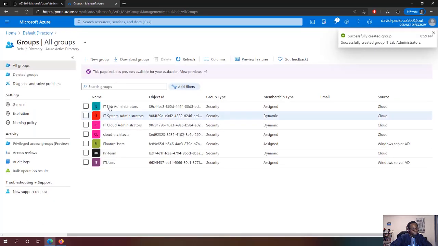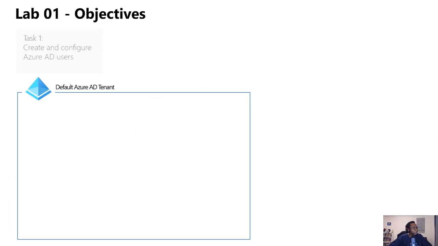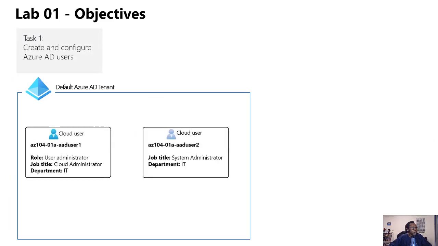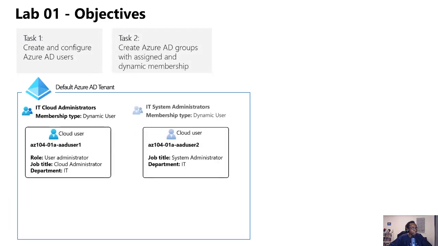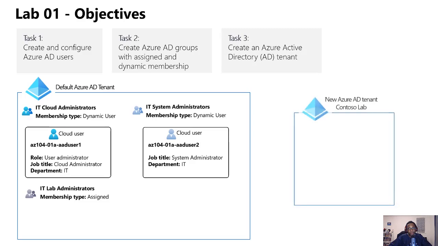Let's go to the presentation to see where we currently are. We've done task number 1, and we've just done task number 2. So this is where we are. In the next task, I'm going to create an Azure Active Directory tenant, which is separate from the default directory that I'm currently using. I'm going to create a new Azure AD tenant called Contoso Lab, and that's what we'll be doing for this task. So let's go ahead and do that.